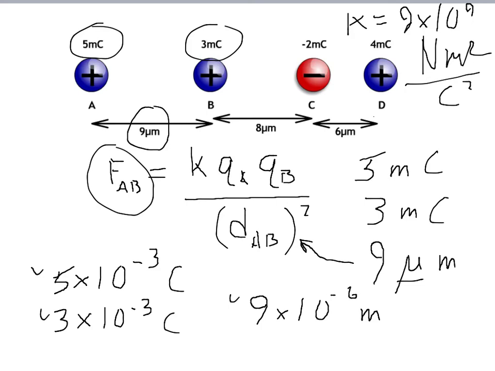and C. Now, to find the force between A and C, you have the A charge, and then you have a negative charge on C, which is minus 2 millicoulombs. And for the distance between them, you've got to add up the AB distance and the BC distance, 9 and 8, so that'll be 17 micrometers. So try those problems. Try those as part of our homework.